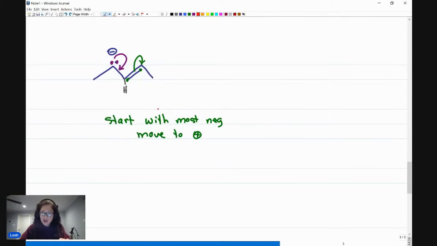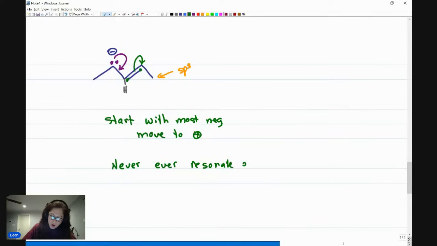What I often see, and I want to make sure you don't do that on your exam, is to take these electrons and move them this way. And the reason we cannot move them this way is this carbon right here is sp3 hybridized, which brings me to, if you take away nothing else from today except for this rule, I will be happy enough. Never, ever, ever, ever resonate onto an sp3 carbon or similar atom because they already have a complete octet. And so that's why it has to stop right there. It cannot go further.